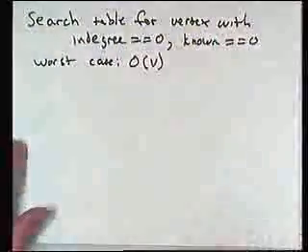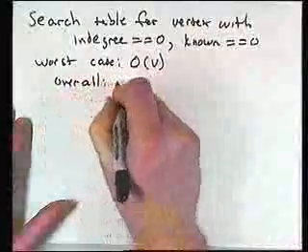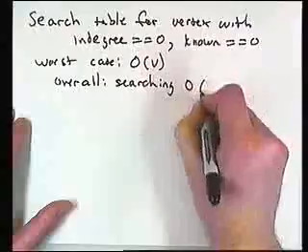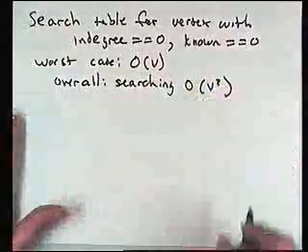The worst case table search is V, and so overall, searching we have V steps. The worst case is V. Searching takes order V squared time.